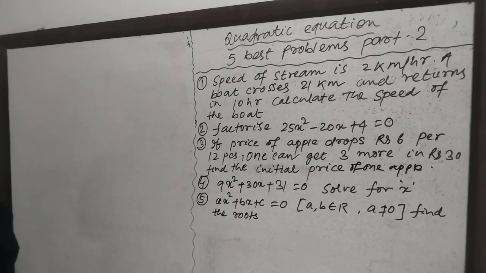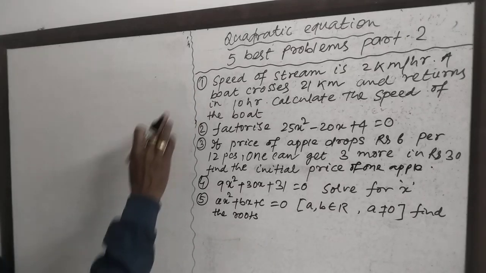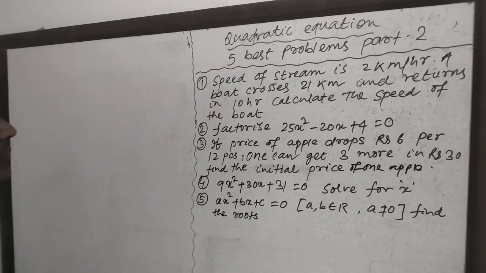Good morning. Today we will read Quadratic Equation 5, best problems part 2. First question: the speed of the stream is 2 km per hour. A boat crosses 21 km and returns in 10 hours. Calculate the speed of the boat.